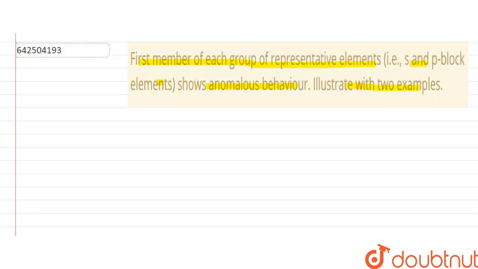So first of all, let us write the first member of each of the groups. Over here for the S group we have lithium and beryllium. Then from here P group we have boron, carbon, nitrogen. After that we have oxygen, fluorine and neon. Basically neon is not considered, it's a noble gas, so we don't consider it, but still I'm writing. So we only consider up till fluorine.